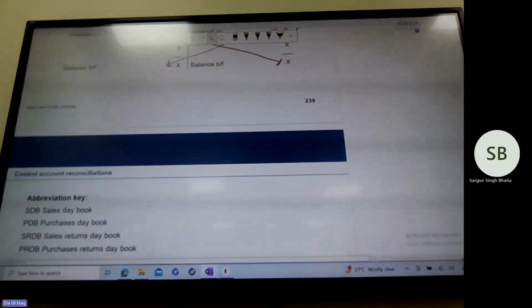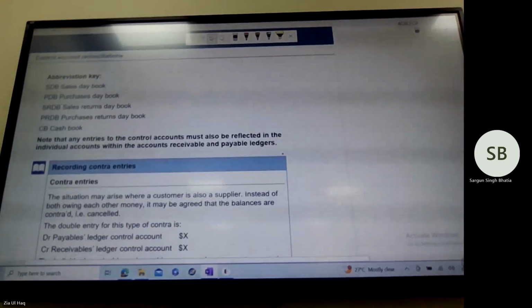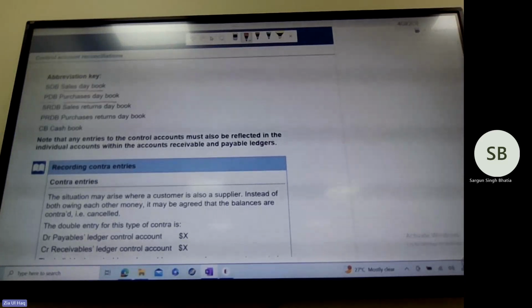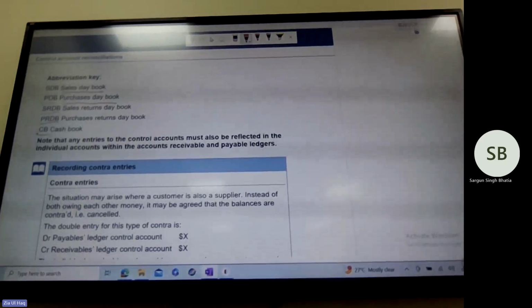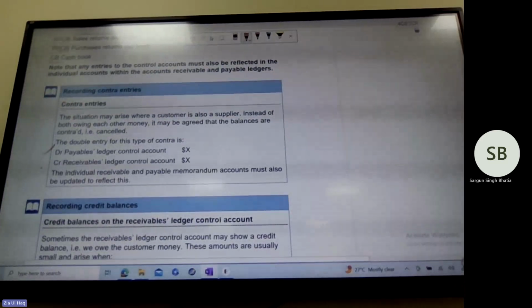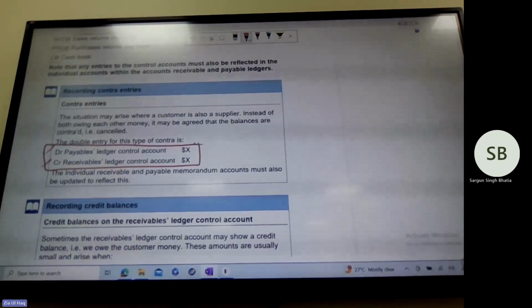Let's move towards the question. These abbreviations we should know about. SDB stands for sale day book. PDB stands for purchase day book. SRDB is sale return day book, PRDB is purchase return day book, and cash book is CB. What is the accounting entry for contra? Payable debit, receivable credit. Meaning we are eliminating receivable by crediting it, and we are eliminating payable by debiting it, because normally receivable has debit nature and payable has credit nature. So how can we eliminate them? By reversing them.